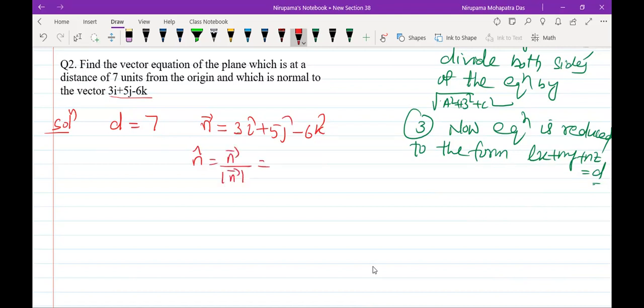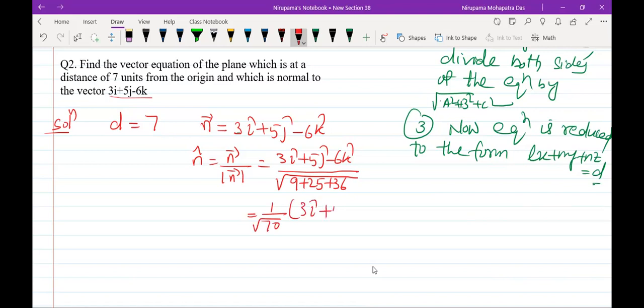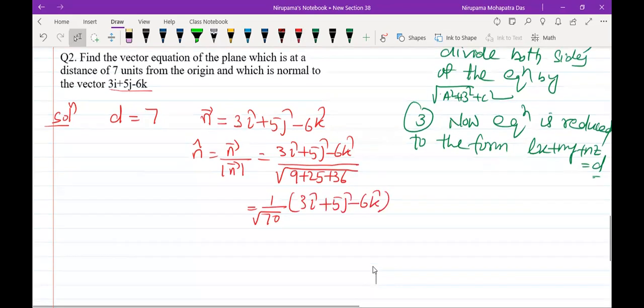Okay, so 3i plus 5j minus 6k divided by the magnitude of this vector, root of 9 plus 25 plus 36. 36 plus 9 is 45, plus 25 is 70. So it means 1 by root 70 into 3i plus 5j minus 6k. This is our unit normal vector. So we are given d and the unit normal vector.